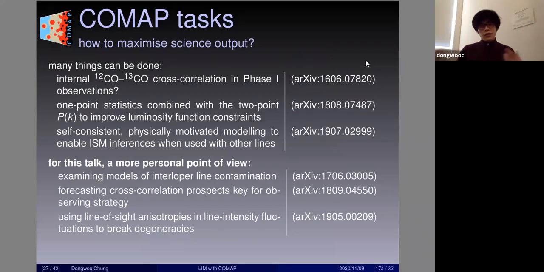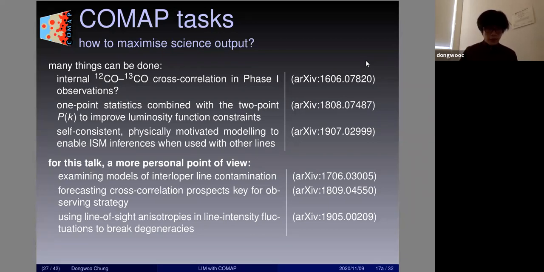And so in terms of maximizing how much science we can do with it, even within the framework of trying to think just about extragalactic astrophysics, there are lots of things we can do: internal cross correlations between something like 12 CO and 13 CO, 1-point statistics, so the voxel intensity distribution, physically motivated modeling, simultaneous modeling with other lines to try and infer things about the interstellar medium. These are all papers that some of our collaborators have worked on in some capacity or another.